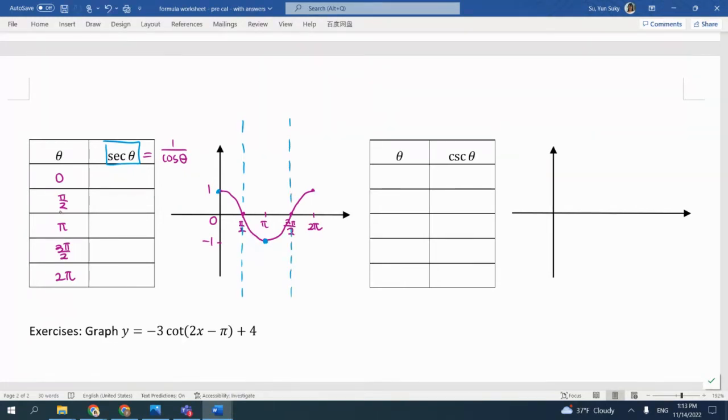Okay, and then at the end, at 2 pi, 1 over 1 is also 1. So therefore, draw it. The asymptote, so we're approaching it. So the blue curve is the graph of secant theta. Is that okay, everybody? What's the period? Also 2 pi, the same as cosine. So if you want to draw more, you just keep going and you can draw more.